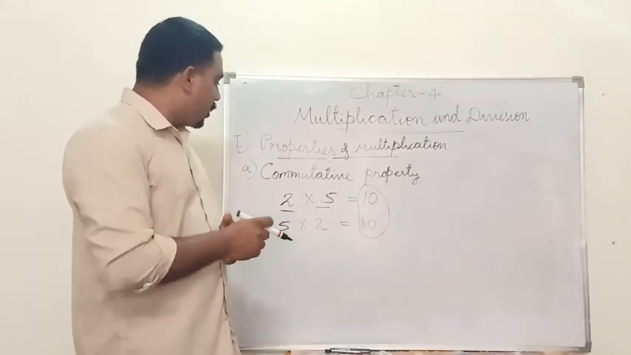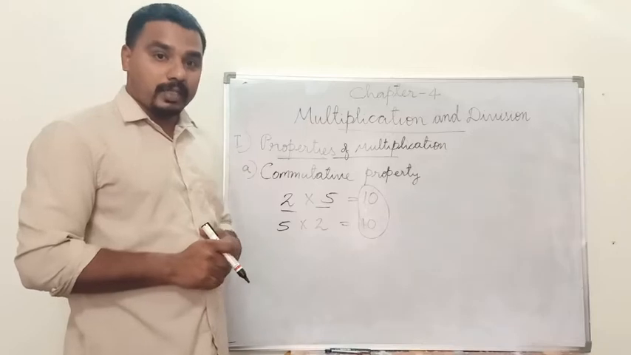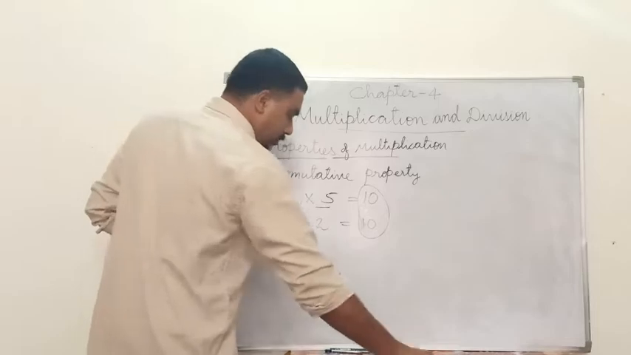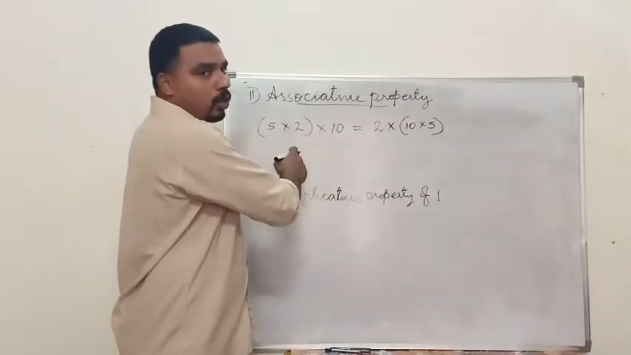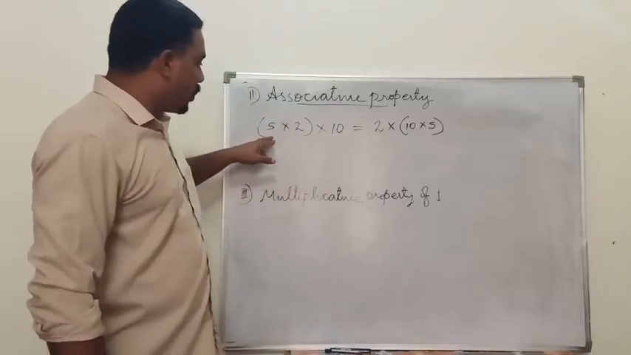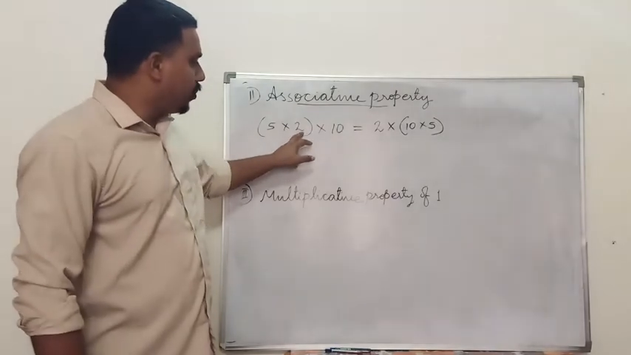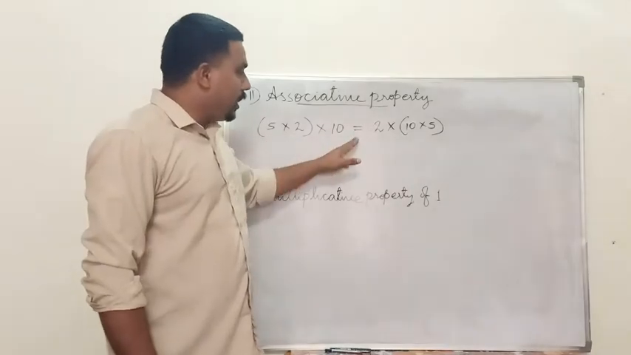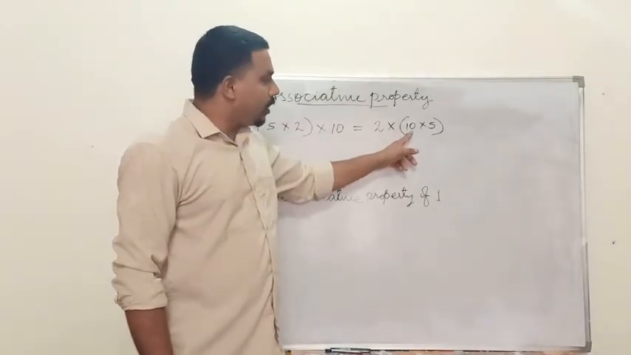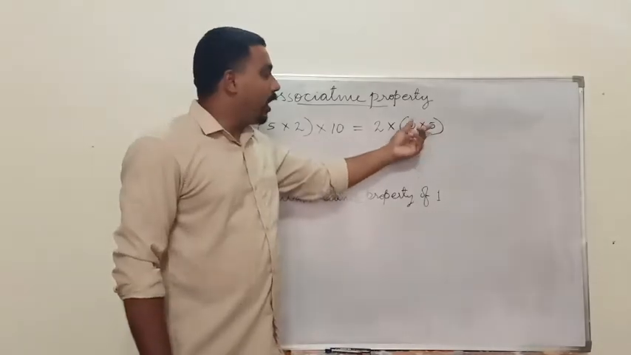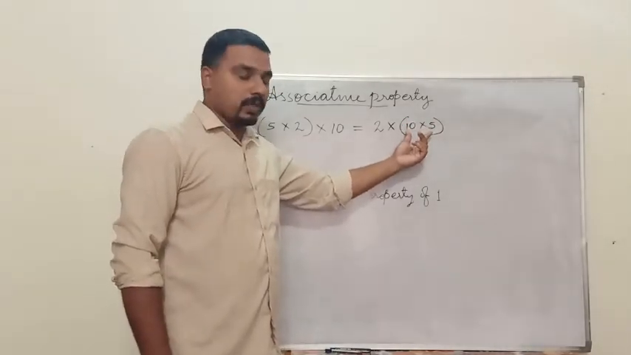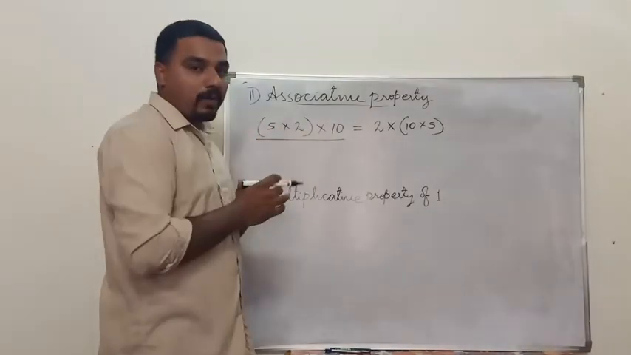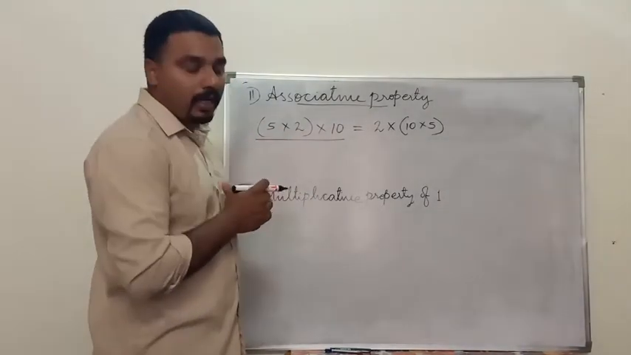Okay, next is associative property of multiplication. Associative property of multiplication means, look at the example. In the first group you can see 5 into 2 into 10. So these two numbers are in the group. This is equal to 2 into 10 into 5. And these numbers are in groups. So in the first group you can see 2 and 5. These two numbers are in the bracket. These numbers are in the group.